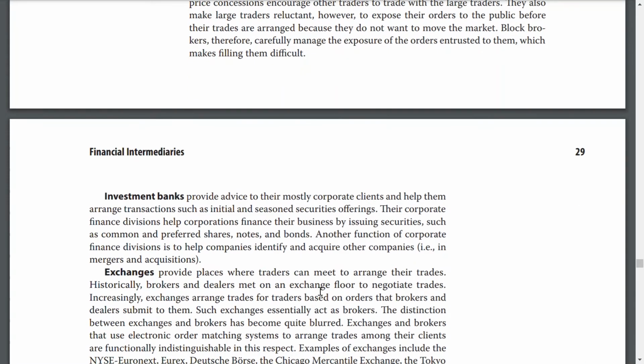Investment brokers provide advice to corporate clients and help them arrange transactions such as initial and seasoned securities offerings. Their corporate finance divisions help corporations finance their business by issuing securities such as common and preferred stocks, notes, and bonds. They also help companies identify and acquire other companies.